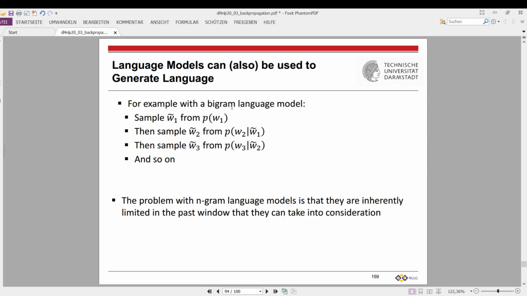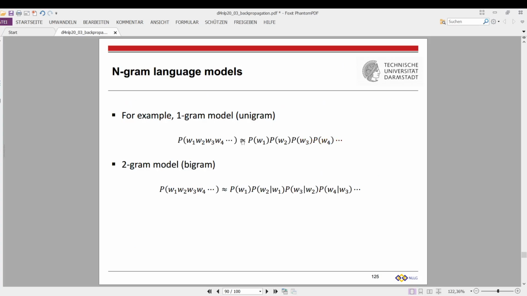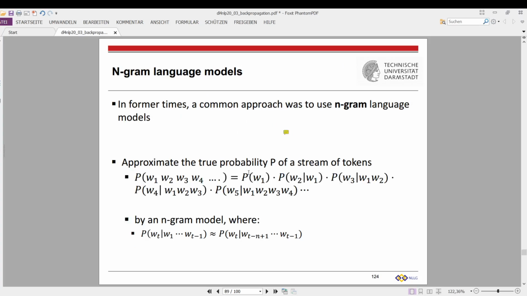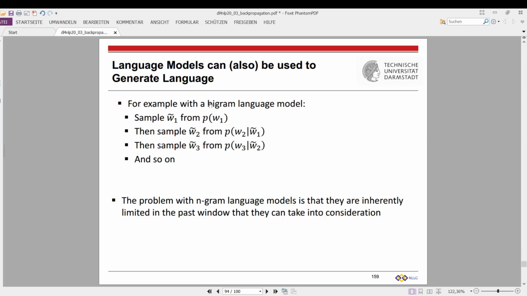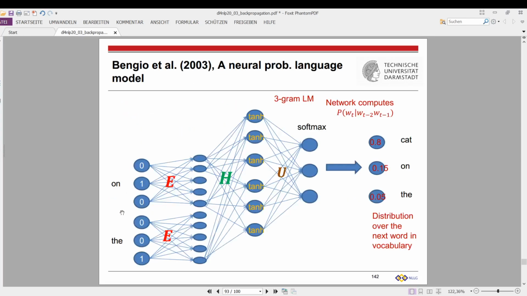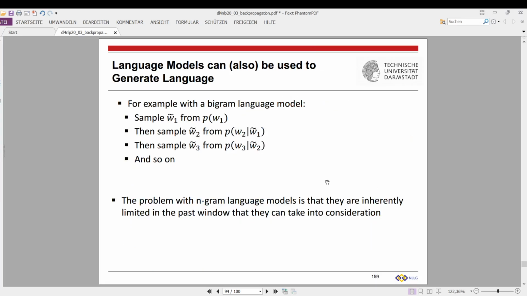We want to generate language with a bigram language model. How would we do that? Well, we look at the unigram probability of any word. So this unigram probability is part of any language model because it always starts with the first word conditioned on nothing, right? So we sample a word from the unigram probability, and this unigram probability could be given by counting, or it could be given by such a neural network without any inputs, right? So we sample.